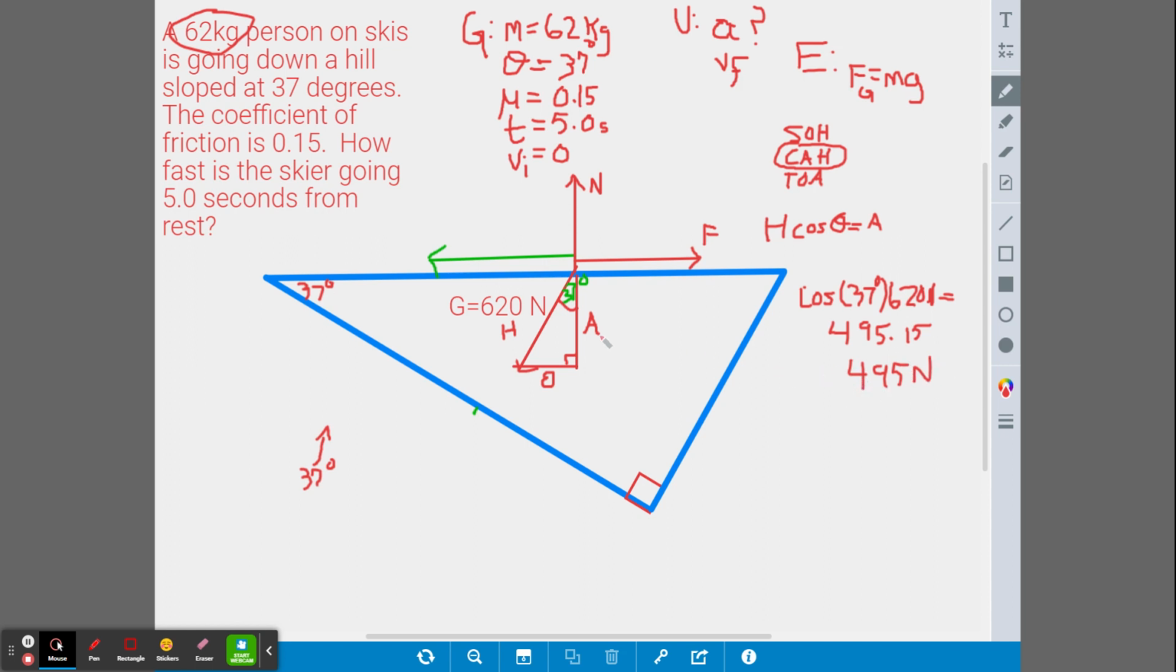Okay, so 495 newtons is gravity going this way, and that is also the normal force in the opposite direction. So this is 495. This is 495 down here.